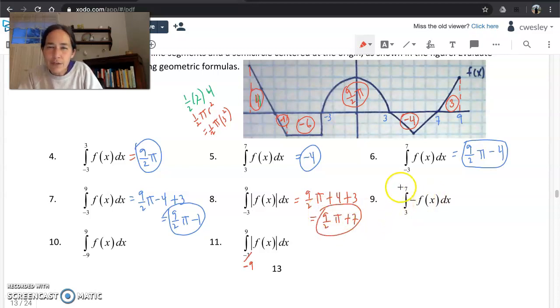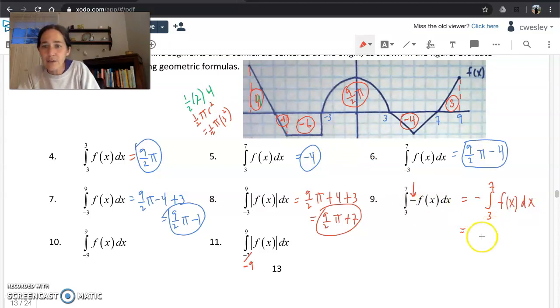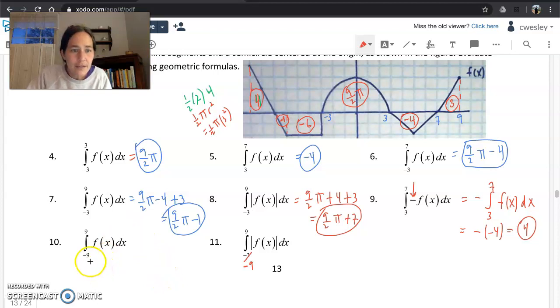Number 9, 3 to 7. I thought we had done that one before, but now this one says -f of x. So that is going to be the opposite sign of the answer that we got to number 5, the integral from 3 to 7 of the function f of x. So we got a -4. Let's take the opposite sign of that and just call the answer to number 9 4. 2 more. 10 says -9 to 9. That's almost everything, right? Oh, it is everything, right? -3, 4, 5, 6, 7, 8, 9.